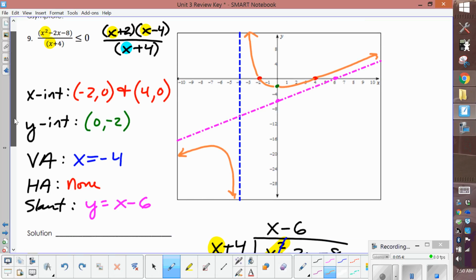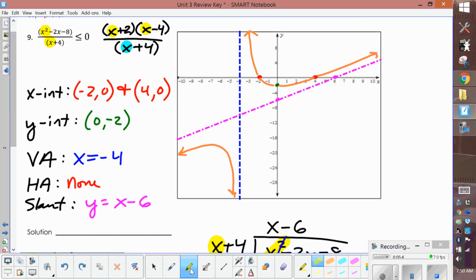Okay, now we're not done. There is a solution here. I'm going to highlight the stuff that is greater than 0 for my y values, all the stuff above the x-axis. Then I'm going to highlight in blue all the stuff that's less than 0, all the stuff below the x-axis. When I look at my original inequality, I decide: do I care about the blue stuff or the yellow stuff? It says less than or equal to, so I care about all the blue stuff.